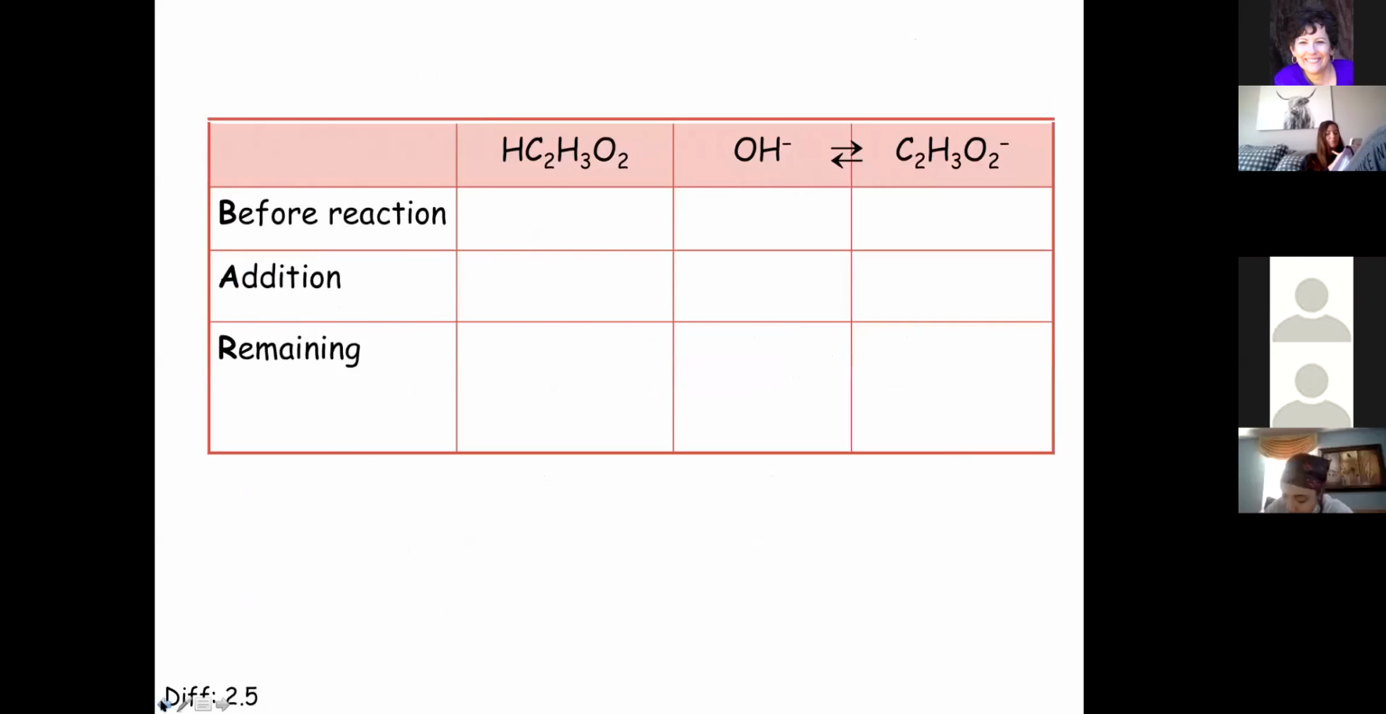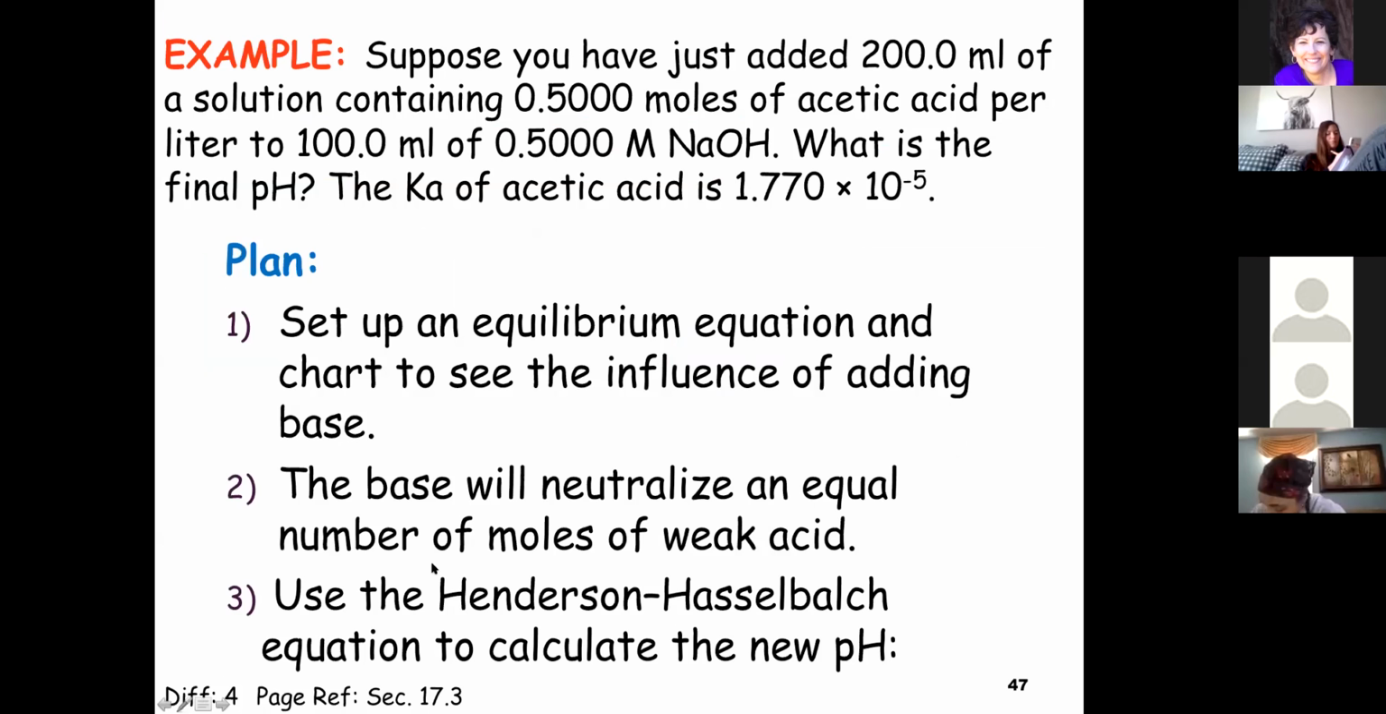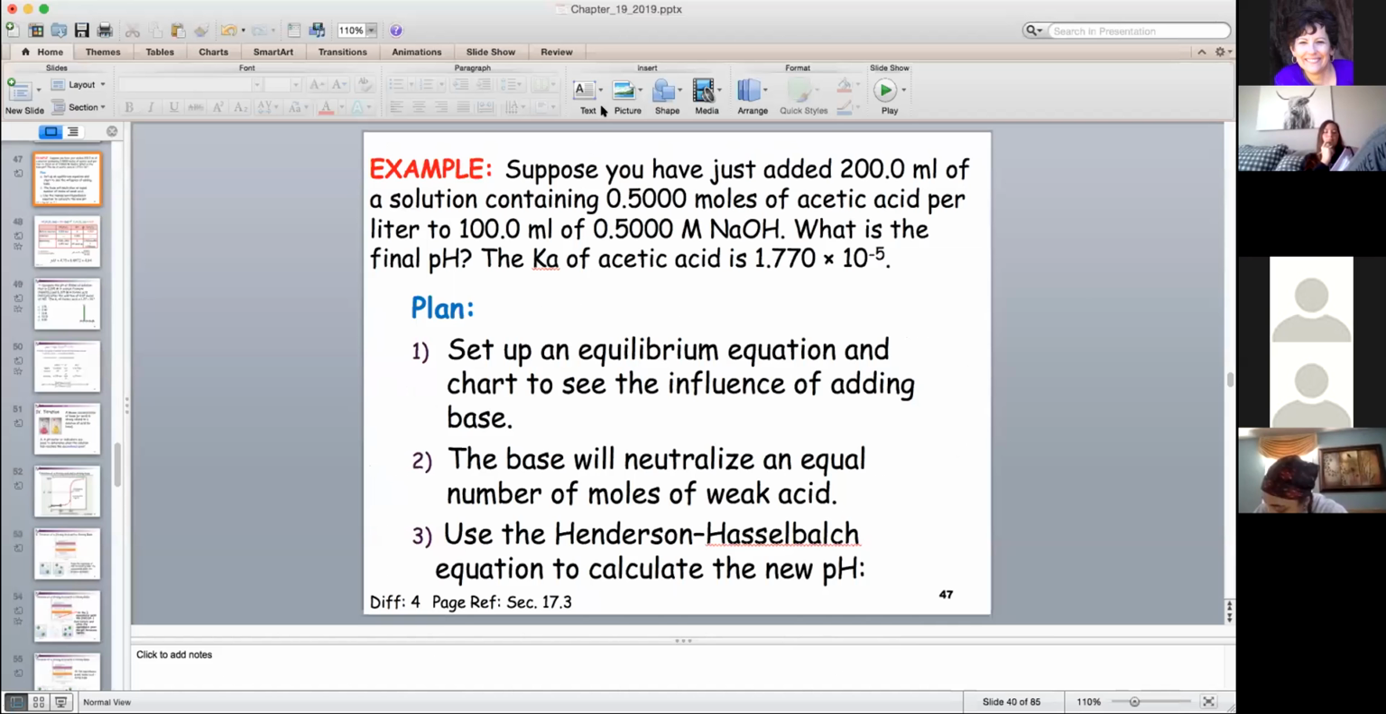Okay, so we have a new situation. This is a little bit big on my screen here. There we go. Okay, so we have a new situation and we're going to have 200 milliliters of a solution that's got 0.5 moles of acetic acid and 100 milliliters of something that's 0.5 molar sodium hydroxide.